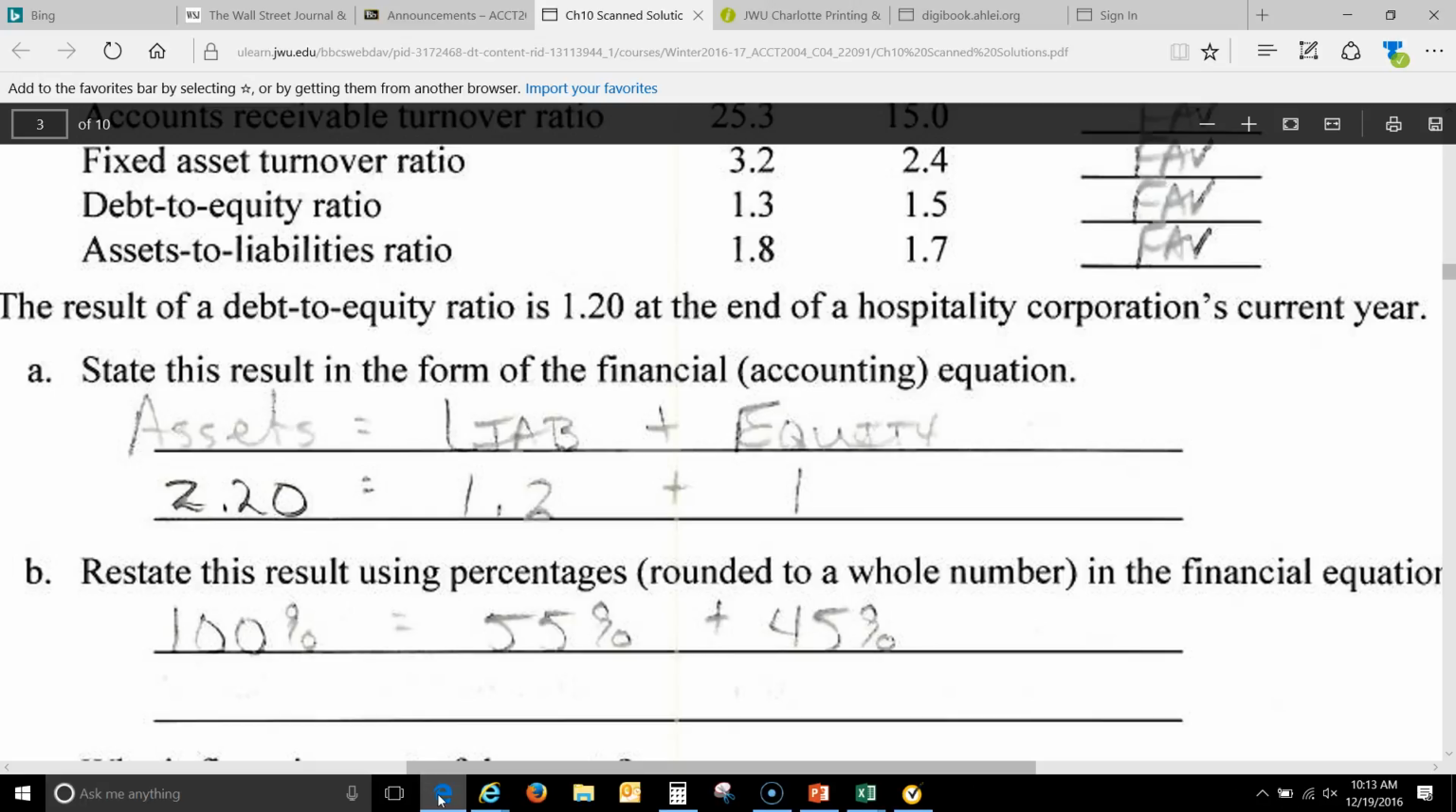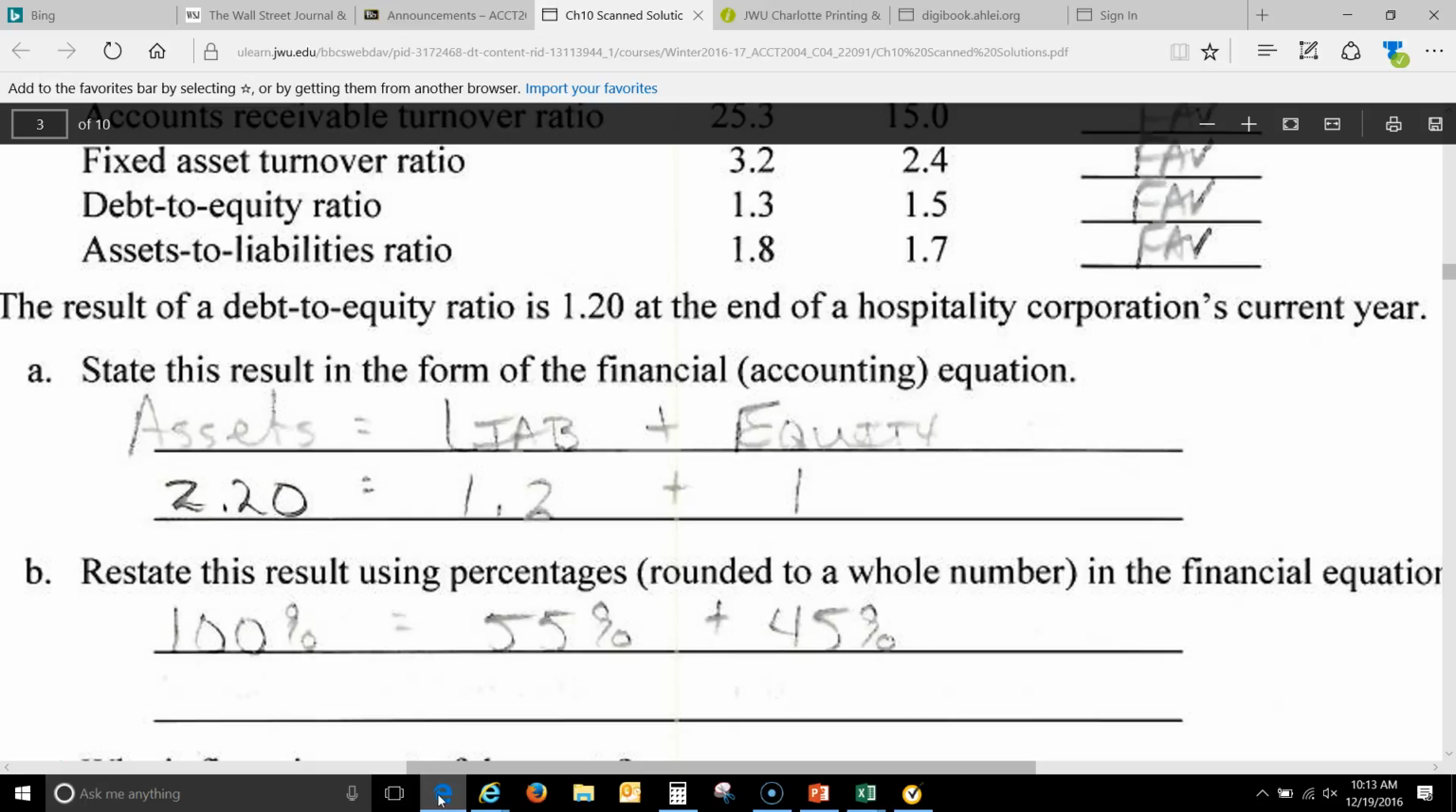Alright. So if we need to convert this to percentages, the 2.2 becomes our common divisor, which becomes 100%. To get the percentage of liabilities, we simply take liabilities divided by assets, and you should get 55%. That's the 1.2 divided by 2.2. And then 1 divided by 2.2. If the percentages for liabilities and equity do not add back up to 100%, you did something wrong.